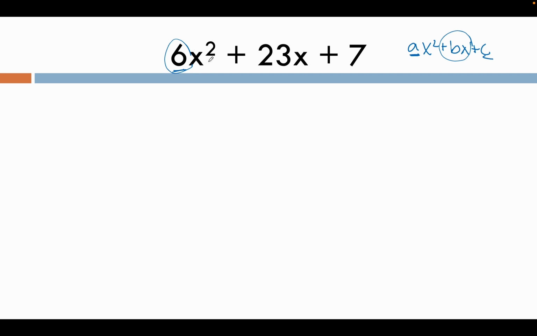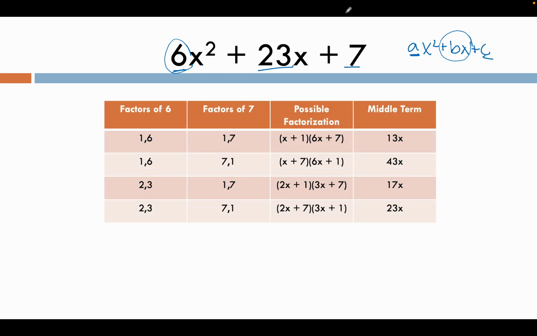So first we want to look for our greatest common factor. 23 and 7 are both prime numbers. They have no common factors. And so now we will just use our trial and error method to try to find the product of two binomials. So for this first example, here is how we need to work this. We need to look at the possible factors of 6x squared. The different ways to multiply numbers together to get 6 are 1 and 6 and 2 and 3.